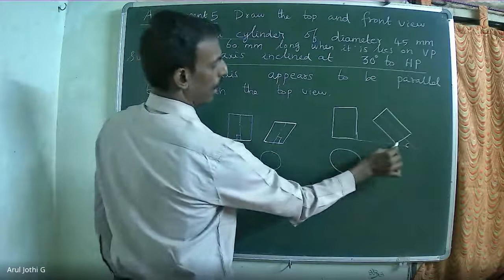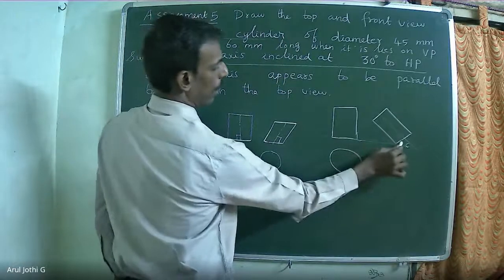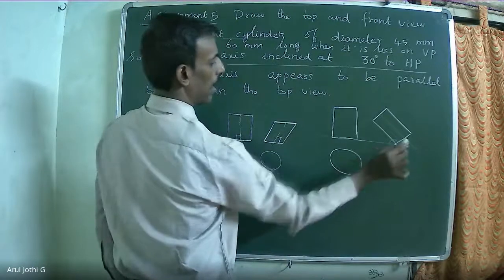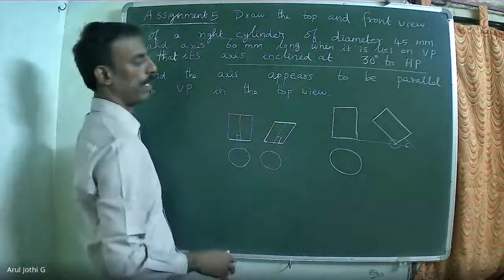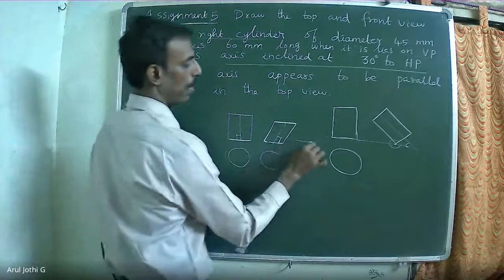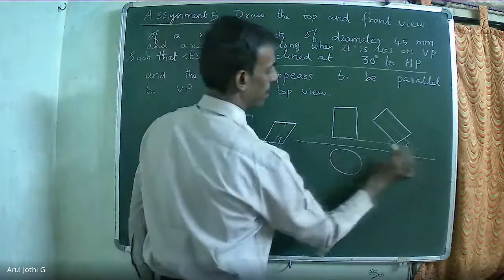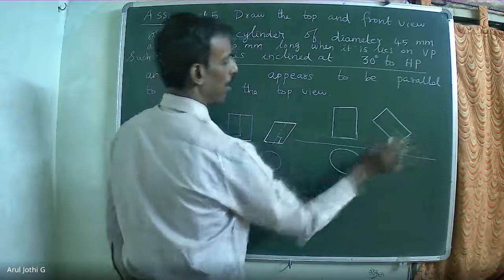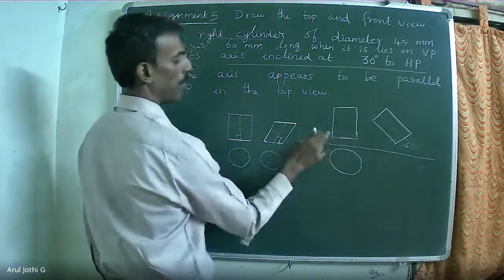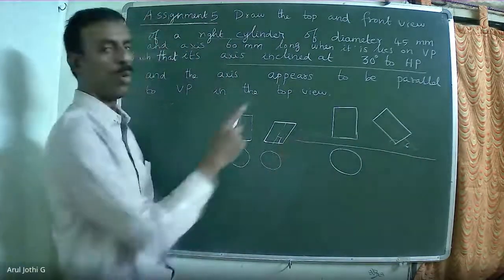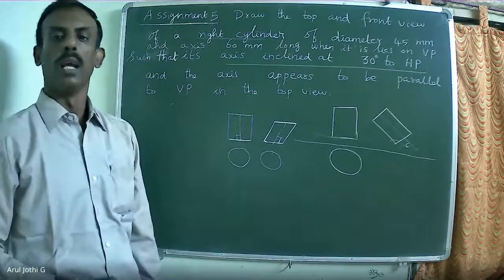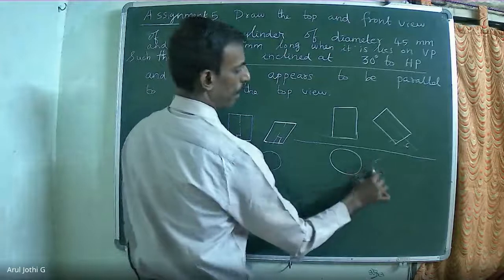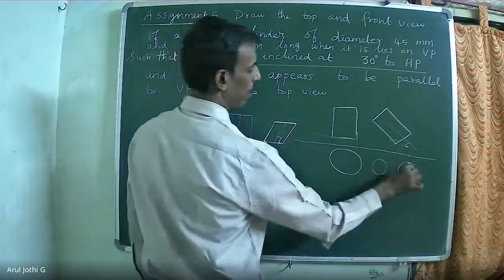Now, one of the circumference points of the base circle is resting on HP. That's not the condition given. That's why you have to draw the top view. Draw the top view slightly above the XY line. Okay. No part of the object front view should touch the XY line because no part of the object is resting on HP. Now, when you draw the top view, this will be the normal orientation.